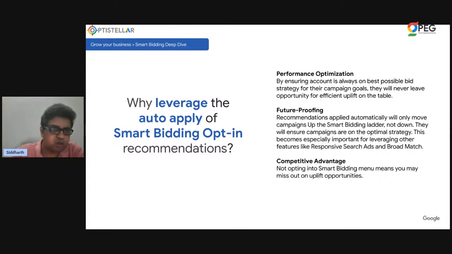It will not move you down the smart bidding ladder, so you will not go from a TROAS strategy to a TCPA strategy, right? So that is another important advantage that you have. And then you have the competitive advantage, because this will help you make sure that you do not miss out on any of the uplift opportunities, because now you are reacting in real time, right? It would be very impossible for anyone managing manually to always be present and always able to react to all of the quick changes happening within the marketing ecosystem, right? So that is why auto apply recommendations are so significant strategically for your account success.